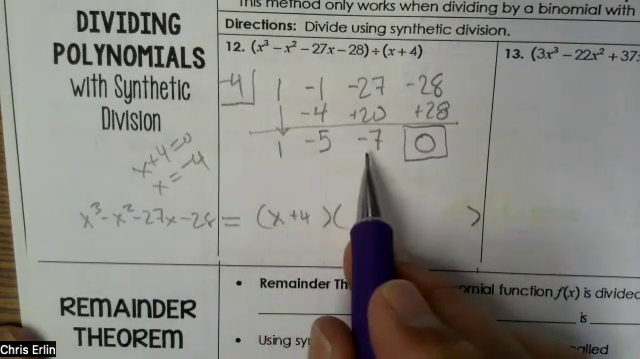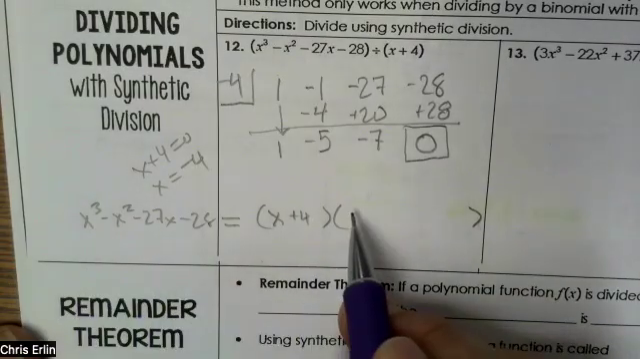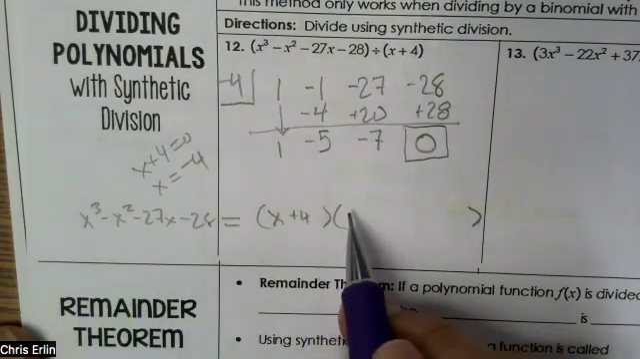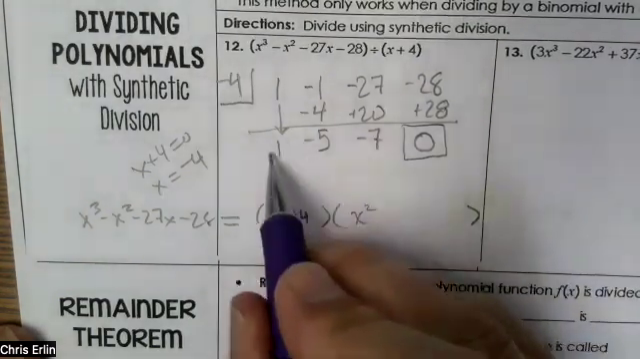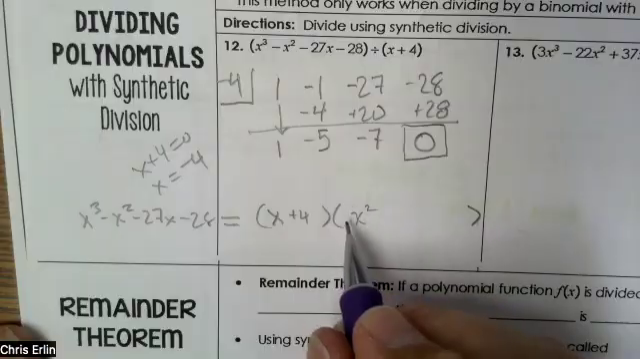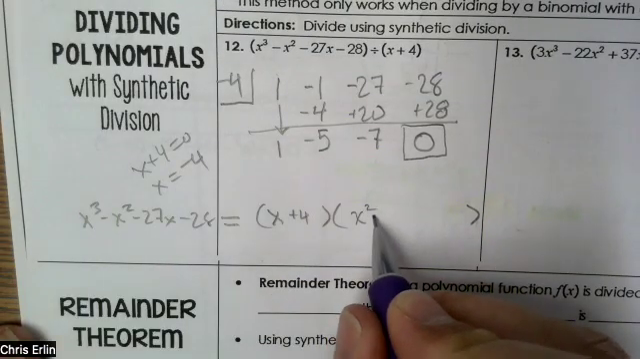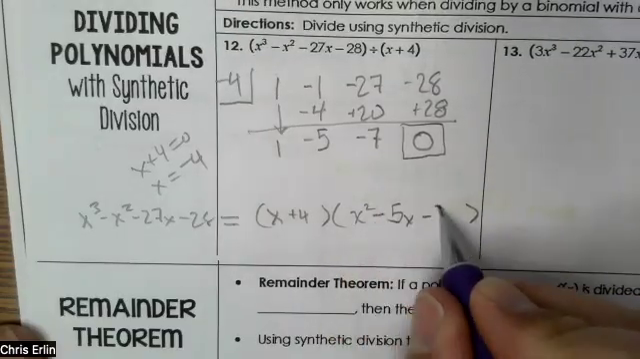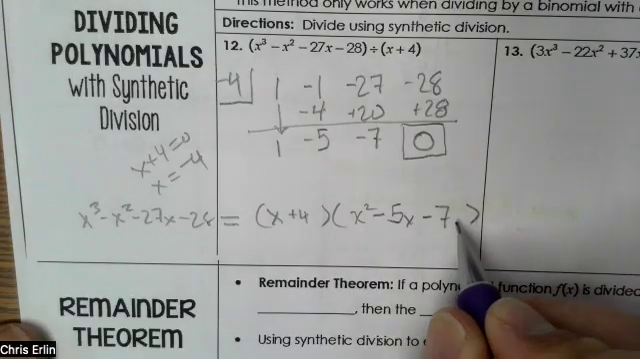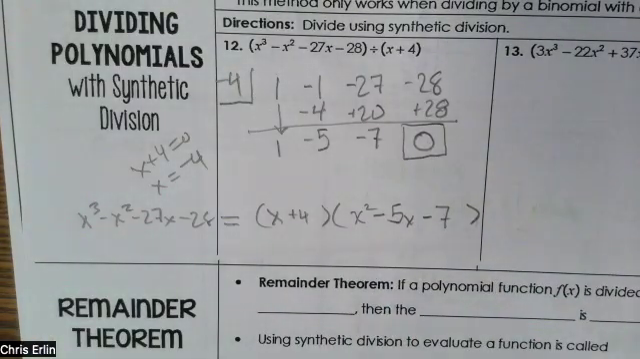This tells us our answer. This was a cubic, x cubed. And so what has to be here so that the first terms multiply to make x cubed? So this is going to be an x squared. This tells us the coefficient is going to be 1x squared. And then this tells us the coefficient of the next one. So what goes next? Minus 5x minus 7. And if there were a remainder, we would have this over x plus 4. There's not a remainder. This factors perfectly.